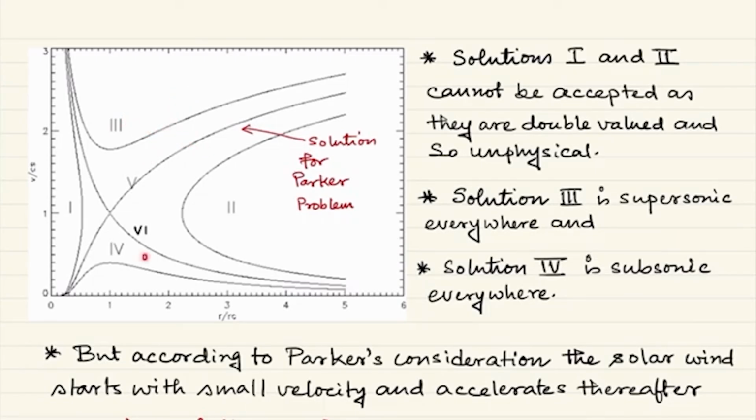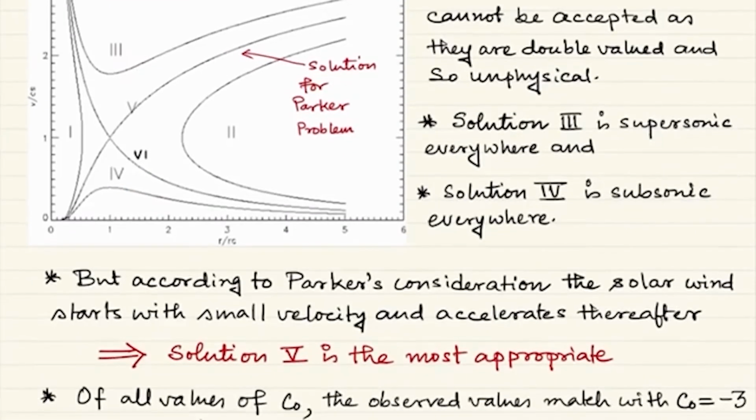Now 4 may or may not be possible, but once again Parker's consideration says that the solar wind is a valid solution here. So 4 is also a valid solution for the solar wind. This is called the breeze solution. Breeze. Now, Parker considered the solar wind to start with small velocity and then accelerate thereafter.